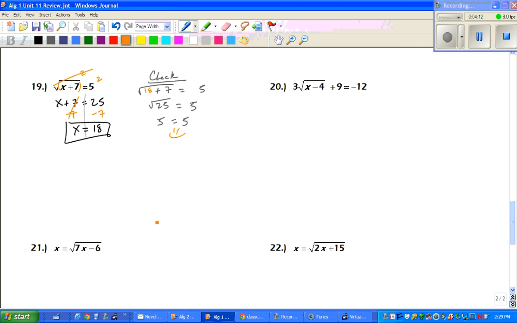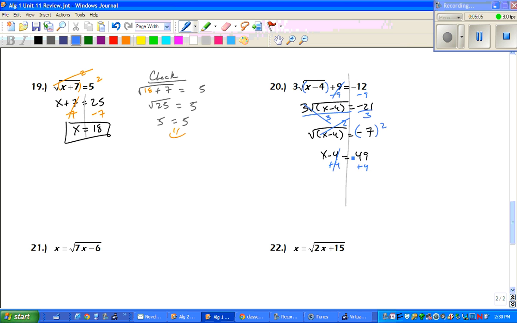Yay! Alright, number 20 is one of the more complicated ones. So we're going to put that in parentheses, and we're going to follow the rules of SADMAP. First we have to subtract the 9, and we get 3 times the square root of x minus 4 in the parentheses equals negative 21. Divide by 3. We still have that square root sign. Negative 21 divided by 3 is negative 7. I'm going to square both sides. And now we get x minus 4 equaling 49.